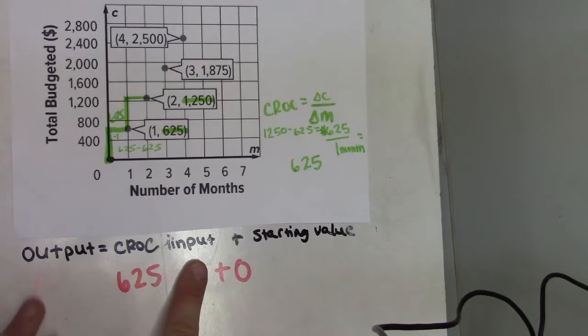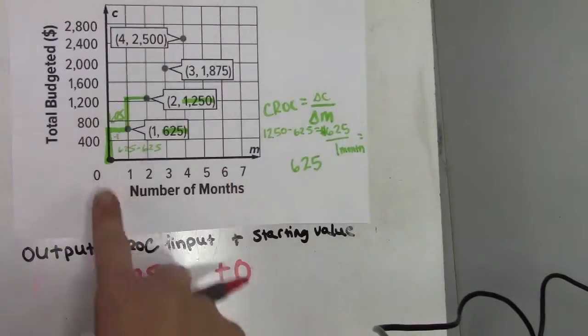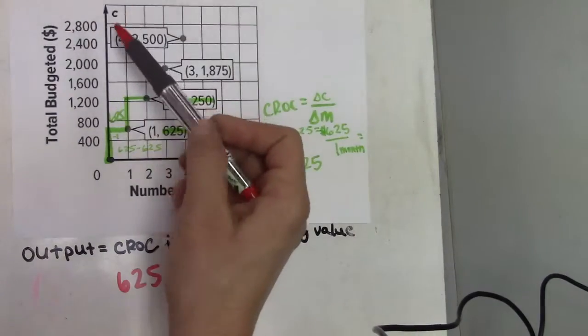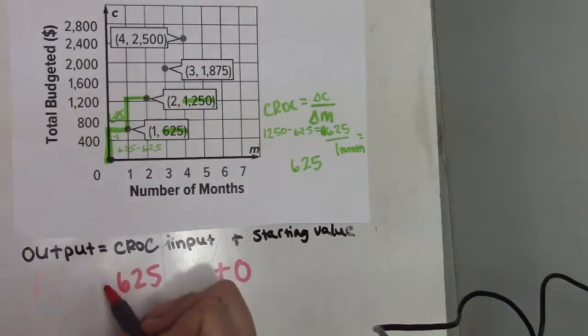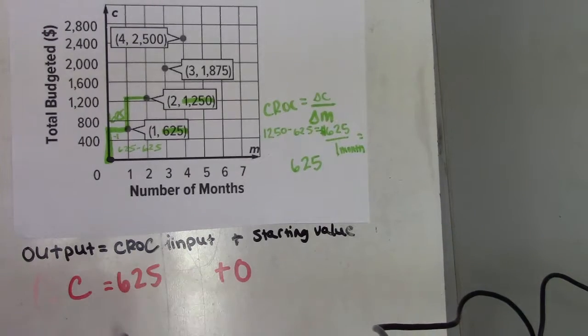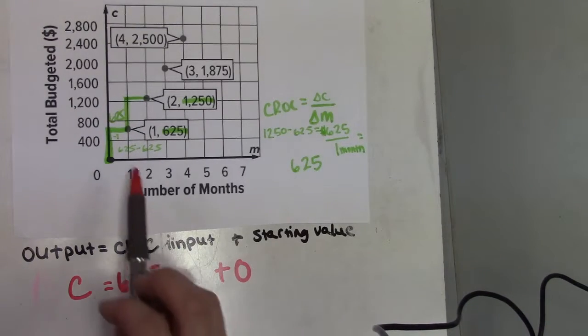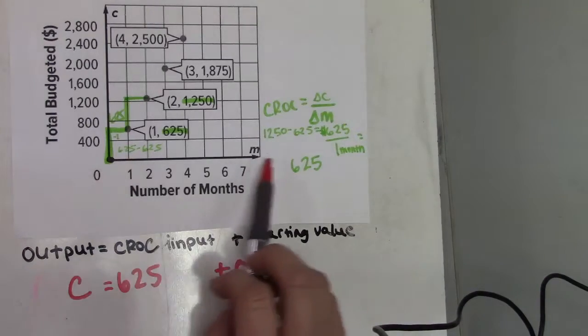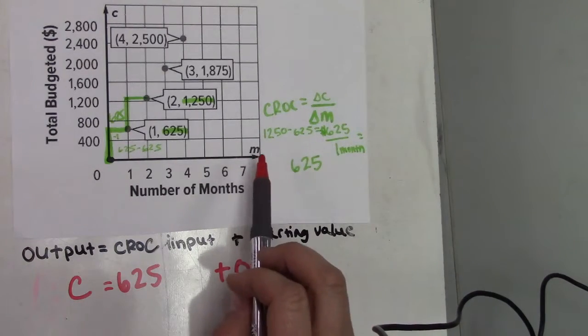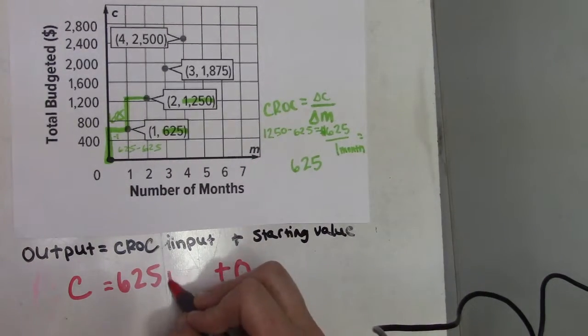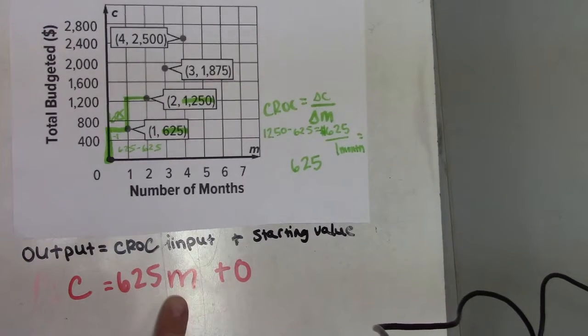Now we just need to figure out what's our input and our output. Well, our output is always what's on the vertical axis. And in this case, we're using C to represent our output. So our output is C, or the total cost. And our input is always the horizontal axis. And in this case, we're using M to represent the number of months. So M is going to be our input.